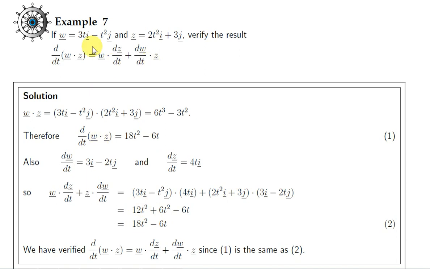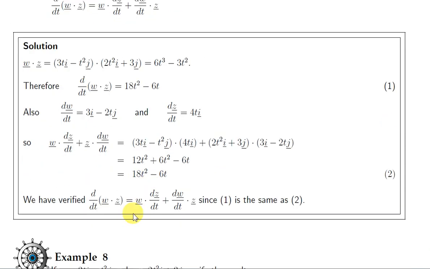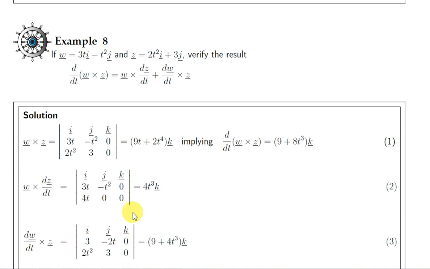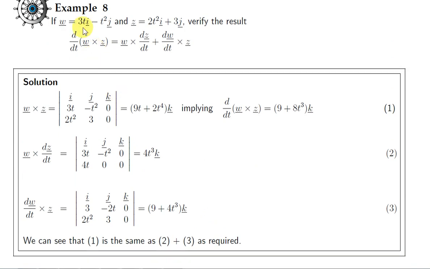So this rule is true, at least for this particular example. And in fact it's true for all cases. Let's take this example here. We're interested in the cross product, or vector product, of w with z. So to do the left hand side we first of all have to get w cross z.